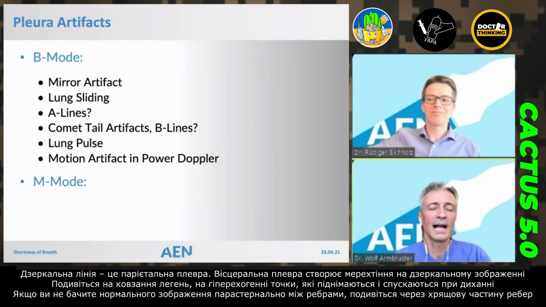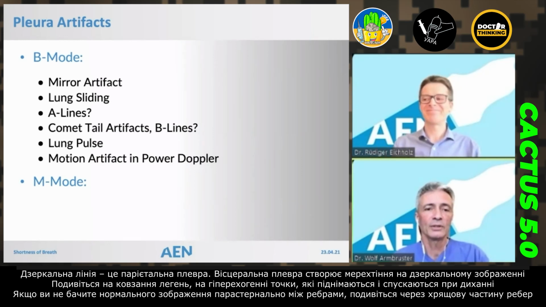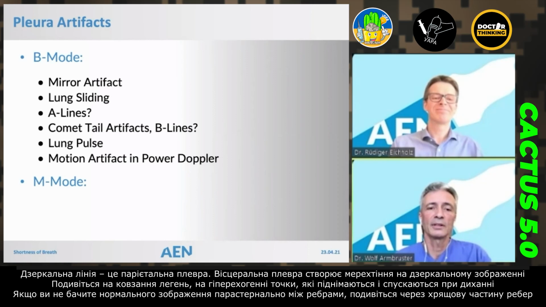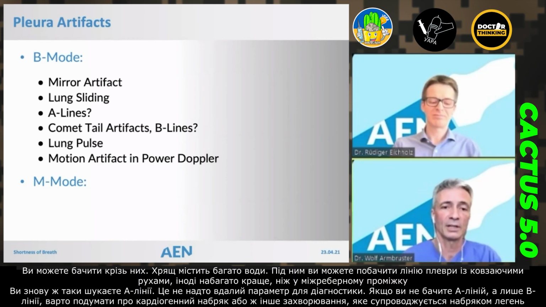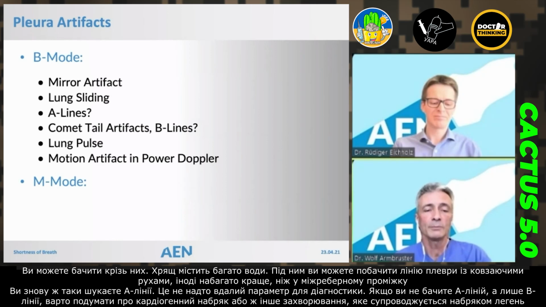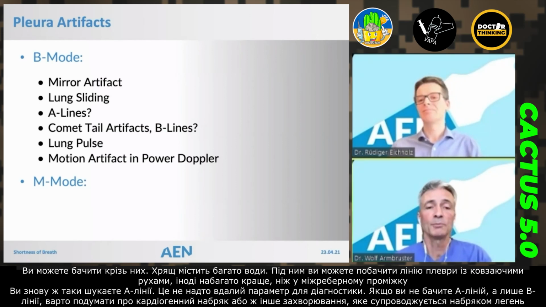Look for little hyperechoic points that are running up and down with inspiration and expiration of the lung. If you don't see it in the normal picture, parasternal between the ribs, just look under the cartilaginous ribs, because you can look through. The cartilage of the ribs has a lot of water, and it also works like a lens, and under it you can really see the pleural line with a sliding movement, sometimes much better than in the free field between the ribs.